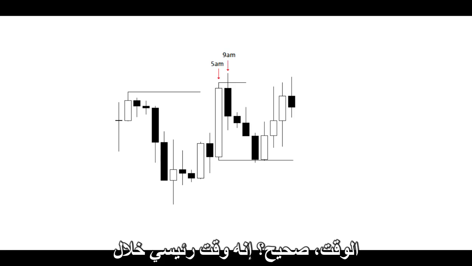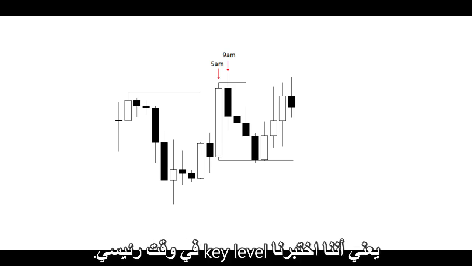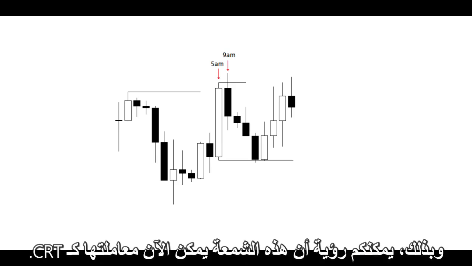It's a key time during the day. And that also means that we tested a key level at a key time, because after all, we know that highs and lows are key levels too. With that, you can see that this candle can now be treated as a CRT, right?